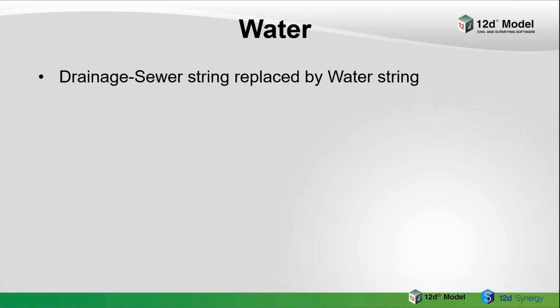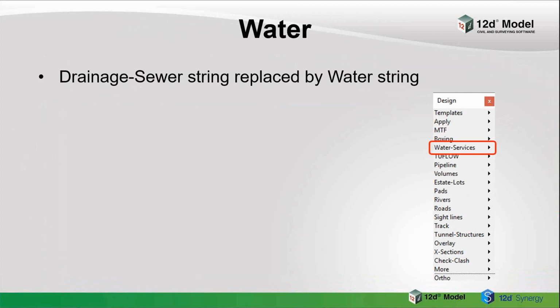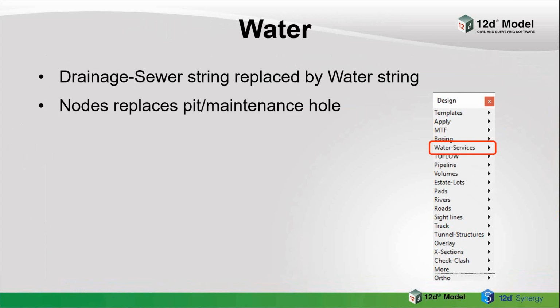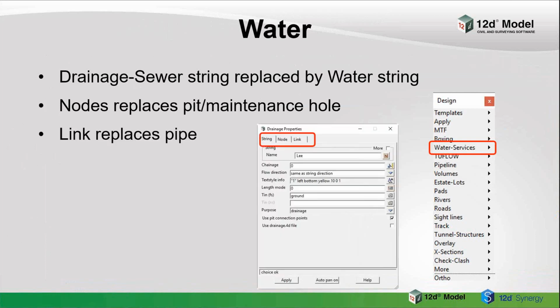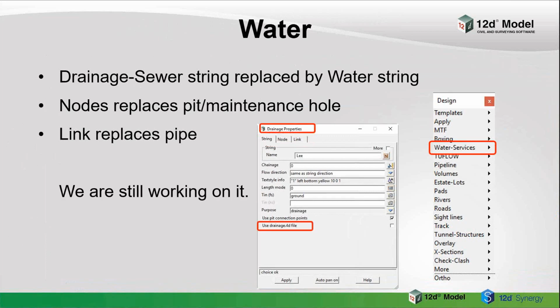On the water side, one thing you'll get thrown by is the drainage sewer string will hopefully be no more called that, it's going to be a water string. And basically you'll see on the design menu it says water services, because a lot of people use the string for services, not just drainage or sewer networks. And the other thing is that the word nodes will replace pit or maintenance hole, and link will replace pipes. Nodes don't have to be a pit or a maintenance hole. It could be all sorts of things in the water supply area, so it's a bit more general. And again, a pipe, well, it could be an open channel. It could be all sorts of things as well. So we just made it a bit more general, so it makes a bit more sense.